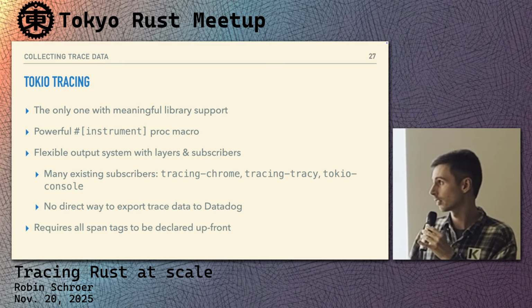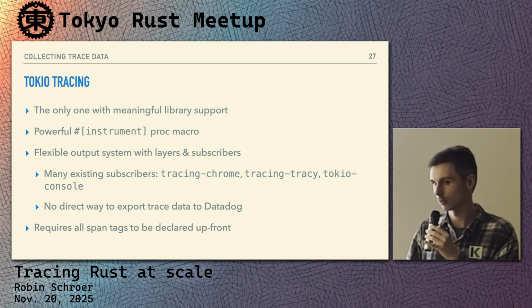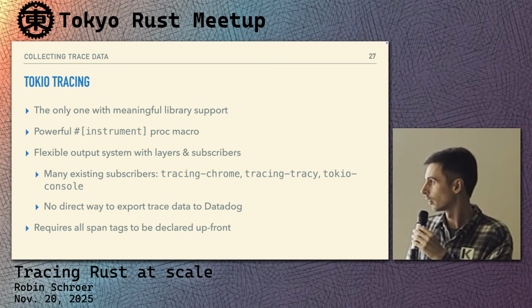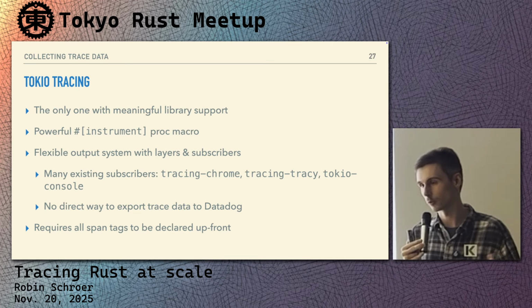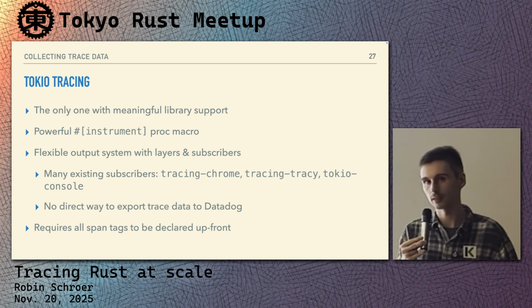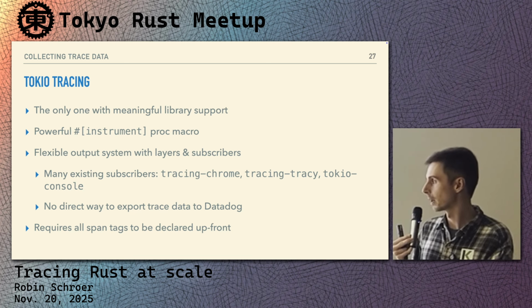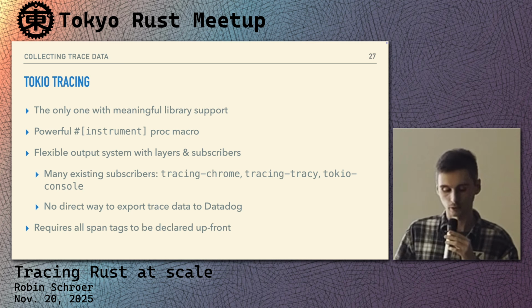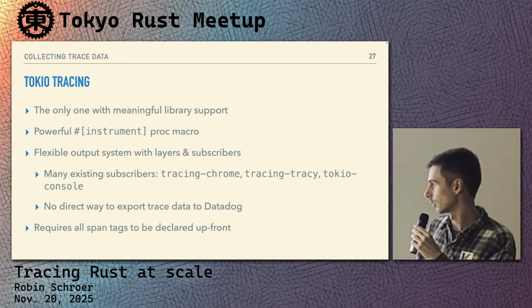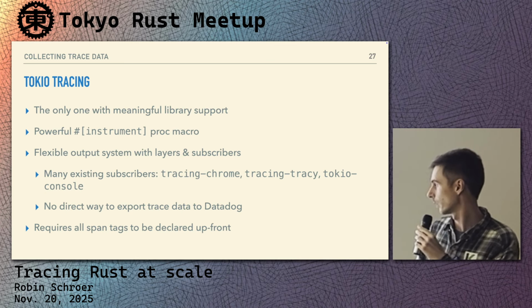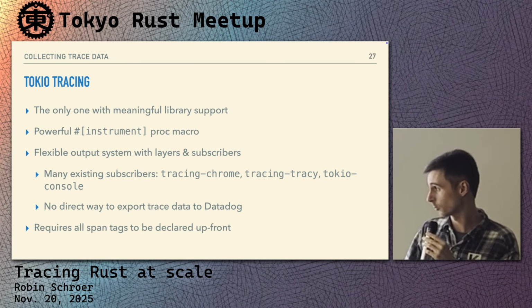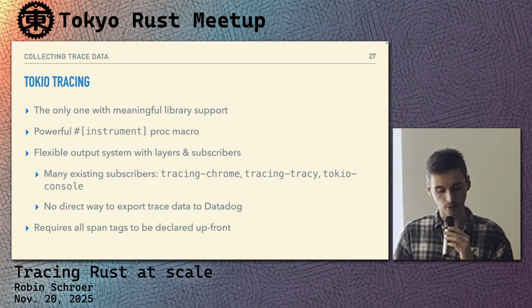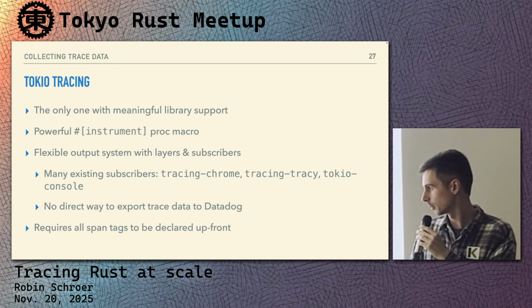It has a really nice instrument macro that you can use to instrument your methods. And it has a very flexible output system where you can add several layers and subscribers to kind of slice and dice the data how you want. And many existing subscribers in the ecosystem, so you can get all kinds of data out of it, like Chrome profiler or the Tokio console. But so far, at least, there's no direct export to Datadog.